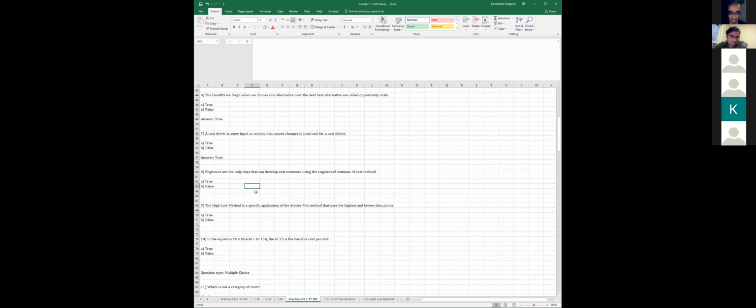Engineers are the only ones that can develop cost estimates. Now that's the funniest thing I ever heard. Yeah, okay. The word "only" qualifies it to be false. More estimates than engineers. False. I hope there are no engineers in the house here, anyways.